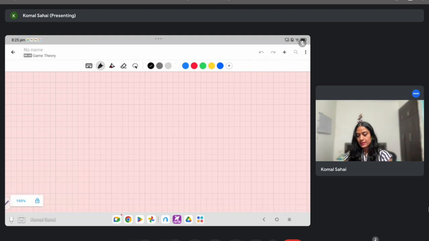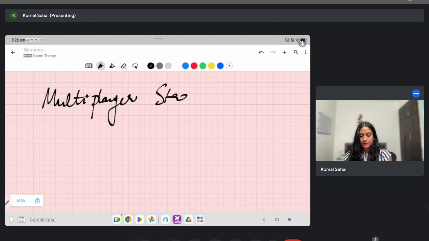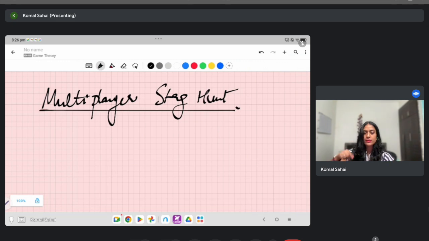So first is your multiplayer stag hunt. This is simple in the sense that what this is saying is that instead of 2 players, because in 2 players what you could do is you could create that matrix and find out, right? मल्टीप्लेयर स्टैग हंट क्या है कि जैसे हमने शुरू में गेम डिस्क्राइब किया था that you have n players.